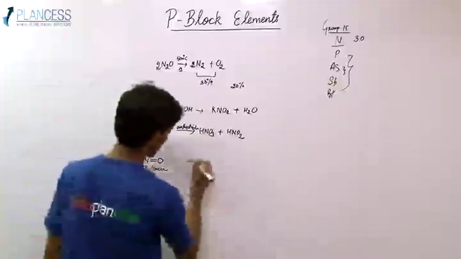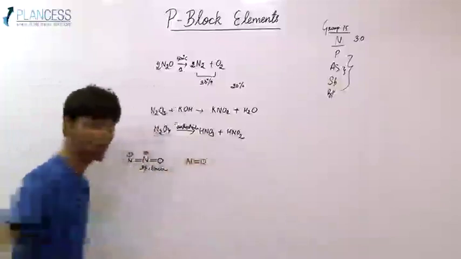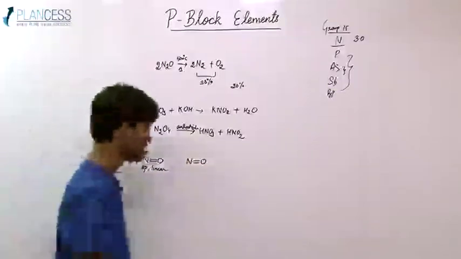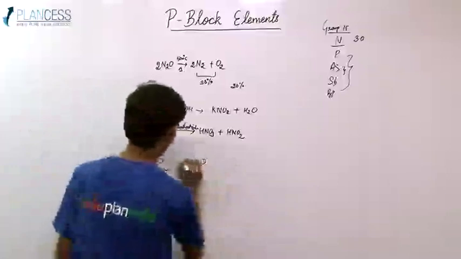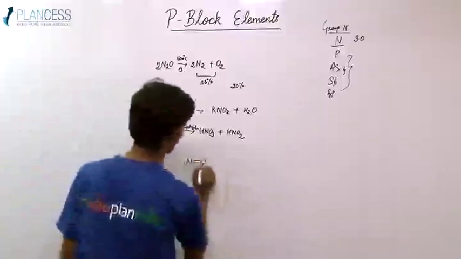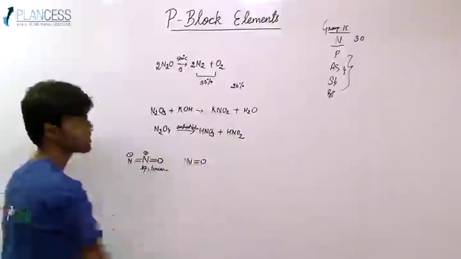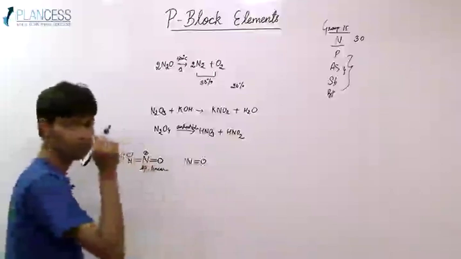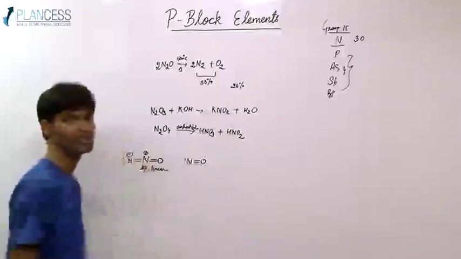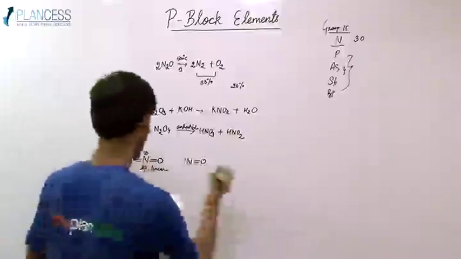The next one was NO. NO is an odd electron species, so its hybridization should not be determined by the valence bond theory. It has an odd electron, so it is a different compound. You cannot predict its structure from the valence bond theory, because valence bond theory fails in the case of odd electron species. So this is NO.